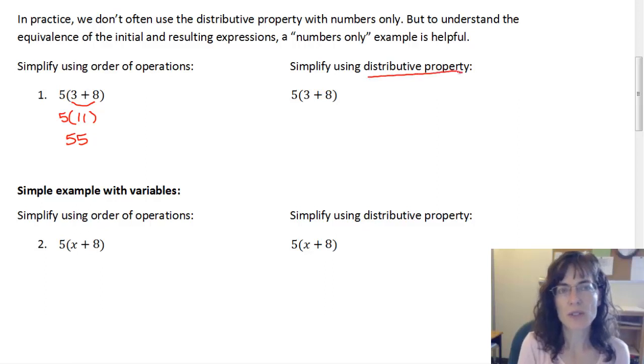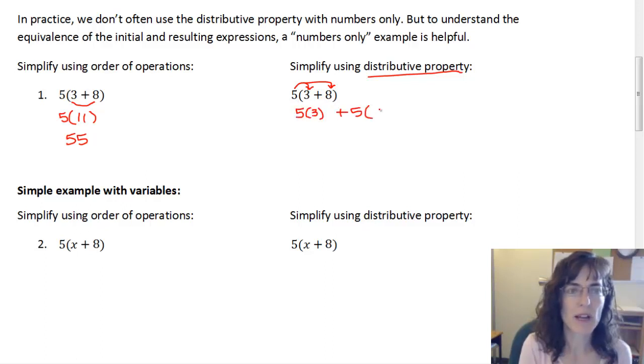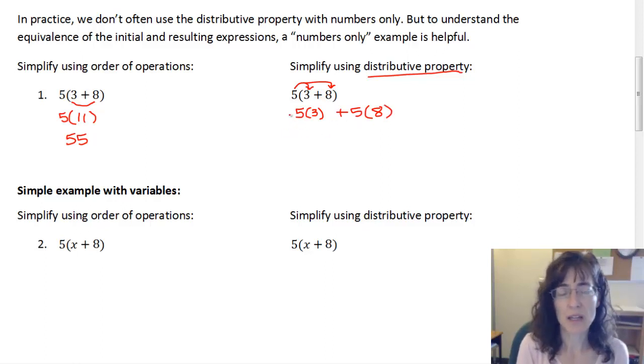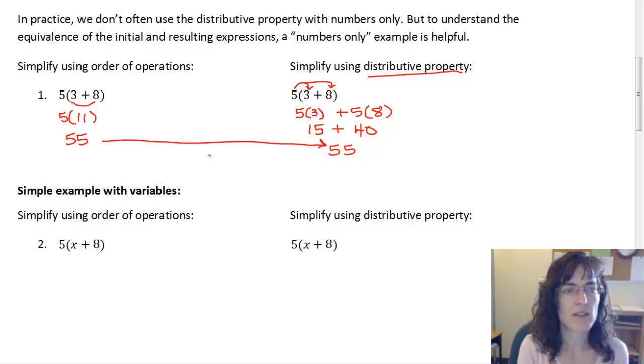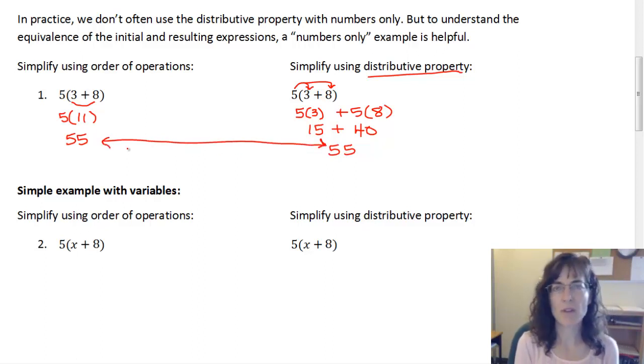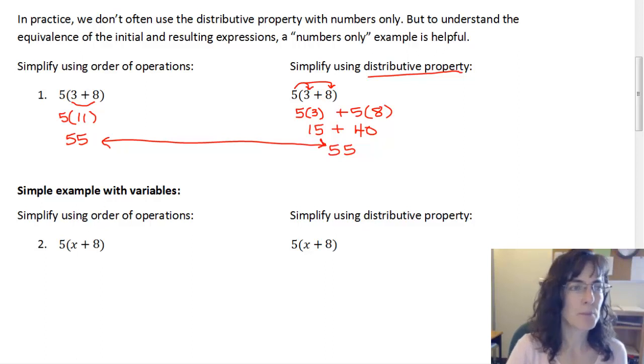Over here, let's use the distributive property first. So we'll distribute here, and that would be 5 times 3 plus 5 times 8. And then I multiply each of those separately and add the results together. So 5 times 3 gives me 15, and 5 times 8 gives me 40. When I add those two together, I get 55. And you can see that again, I got the same value, 55, either way that I simplified.